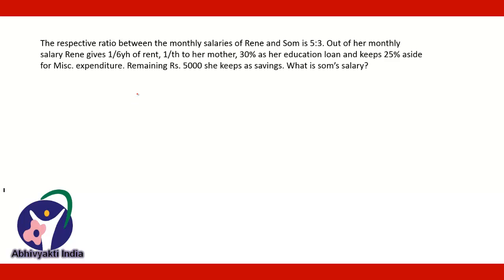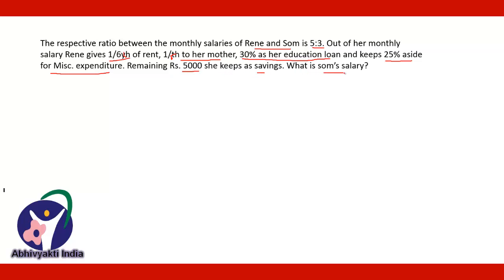Next question: the respective ratio between the monthly salaries of Rain and Som is 5:3. Out of her monthly salary, Rain gives 1/6 for rent, one fifth to her mother, and 30% as her education loan, and keeps 25% aside for miscellaneous expenditure. The remaining 5,000 she keeps as savings.